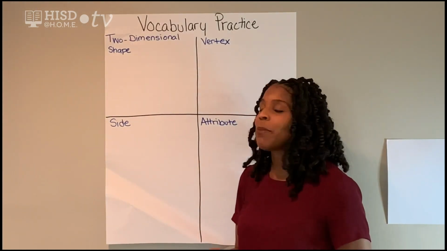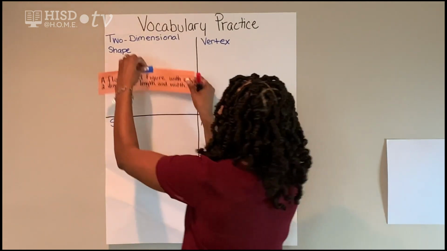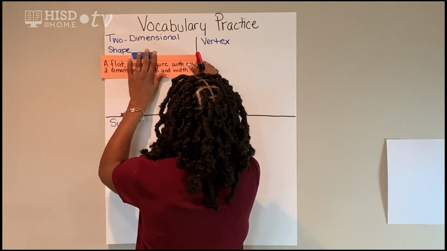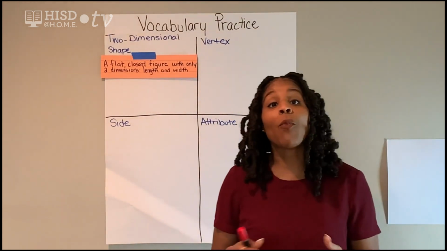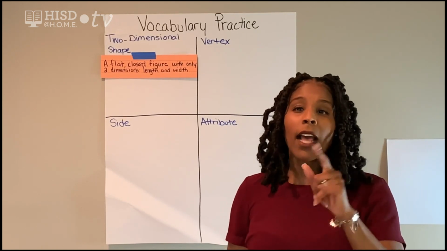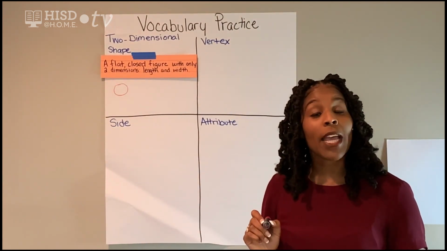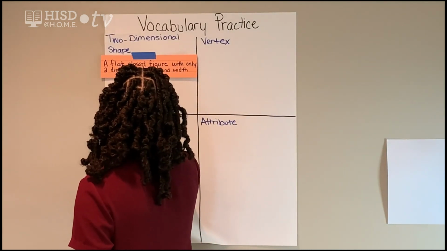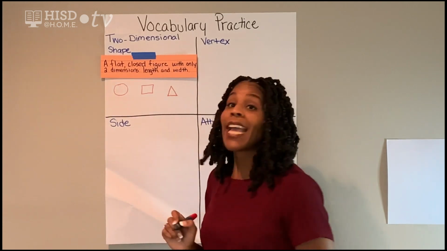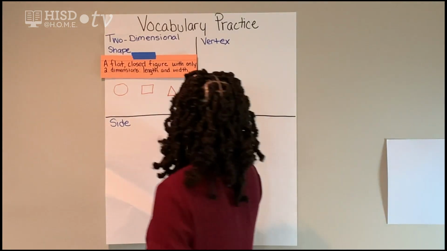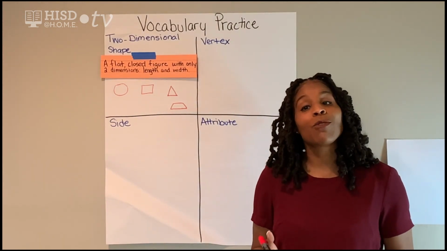So now we're going to begin with our two-dimensional shapes. And what are those two-dimensional shapes? Our definition for two-dimensional shapes is a flat closed figure with only two dimensions, which is the length and the width. That is what a two-dimensional shape is. Now let me draw some examples for you. A circle is a two-dimensional shape. A square is a two-dimensional shape. A triangle is also a two-dimensional shape. And a trapezoid is also a two-dimensional shape.